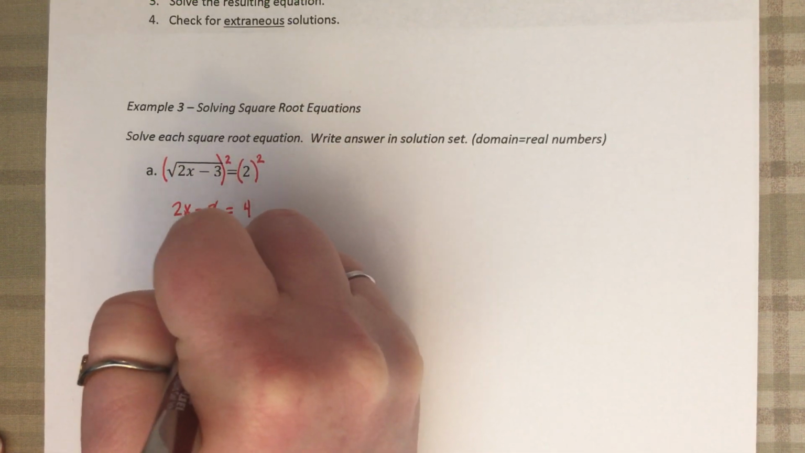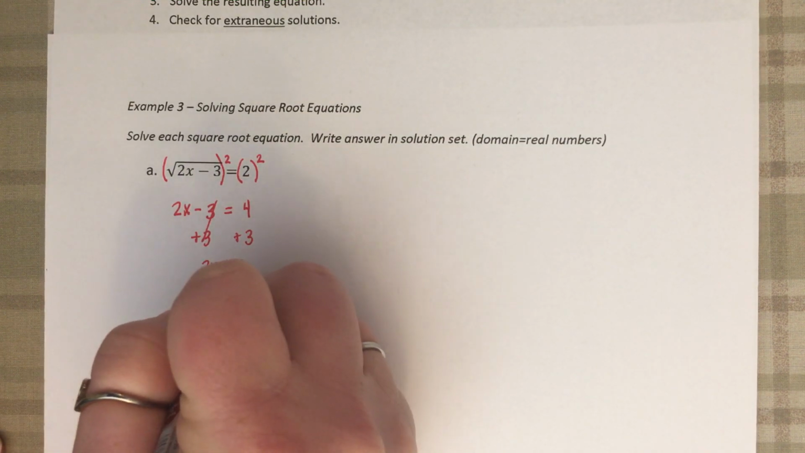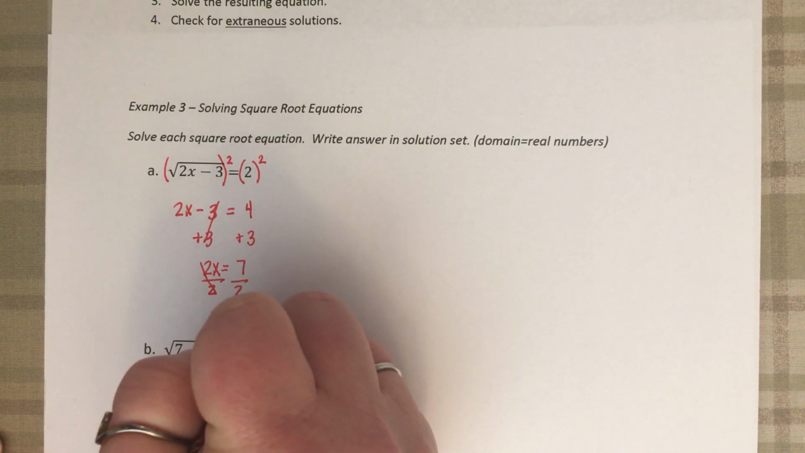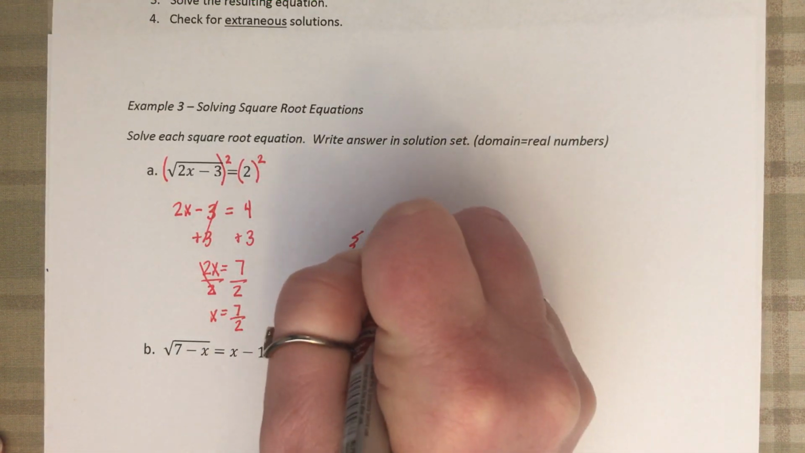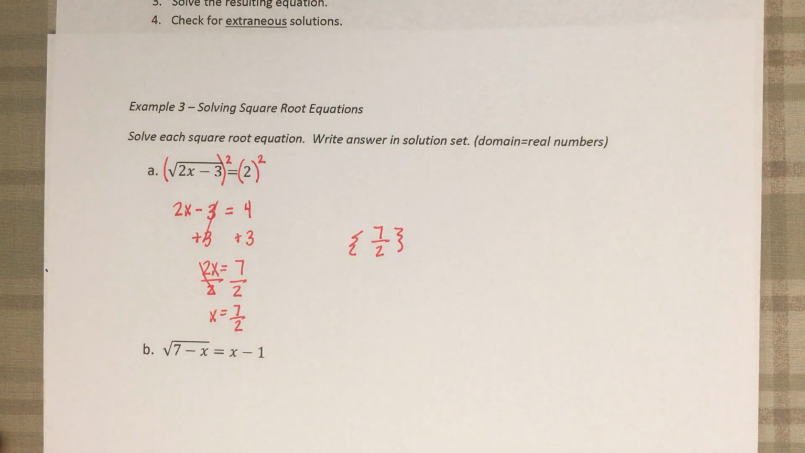Now we're going to solve the nice little equation that we have left. So we're going to add 3 to both sides. We get 2x equals 7. Divide by 2. X equals 7 over 2. 7 over 2 is a real number, so that's going to be our answer in our solution set.